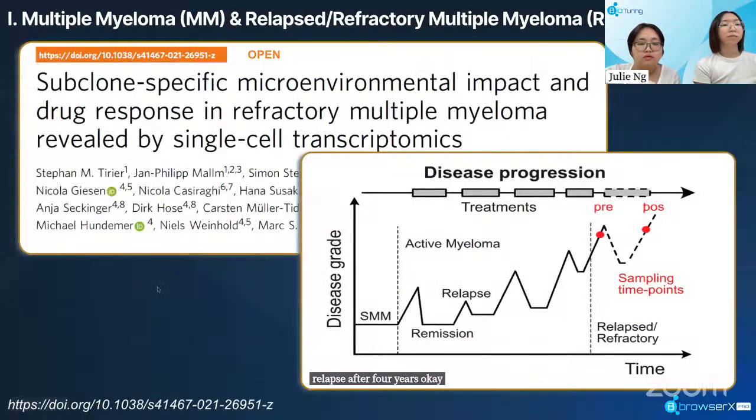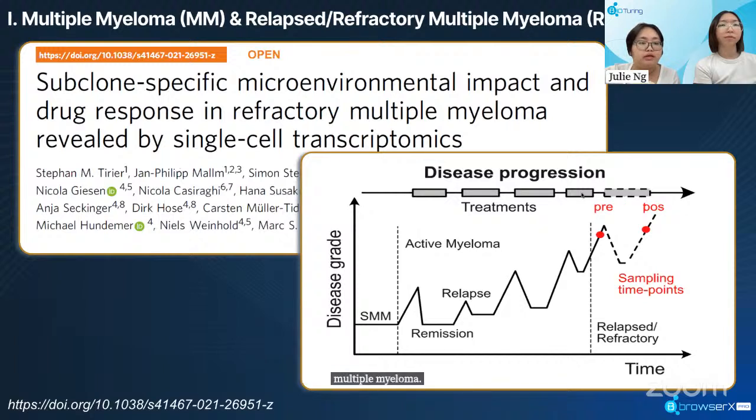So to explore this disease today, we are looking at one specific example database. This study is about the subclone-specific microenvironmental impact and drug response in refractory multiple myeloma, revealed by single-cell transcriptomics, to understand the complexity of the bone marrow microenvironment and the response to treatment of refractory multiple myeloma.